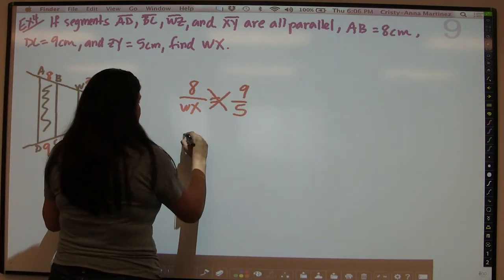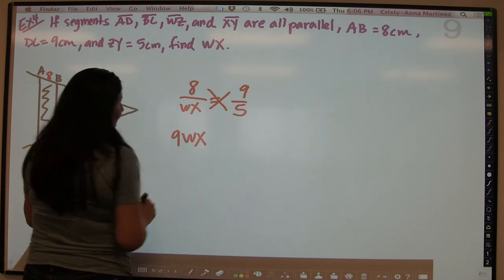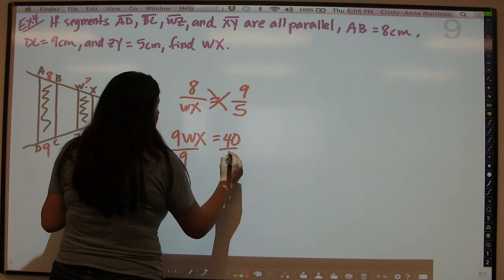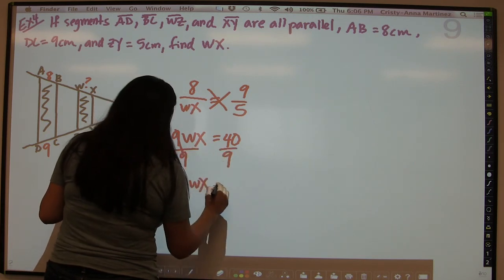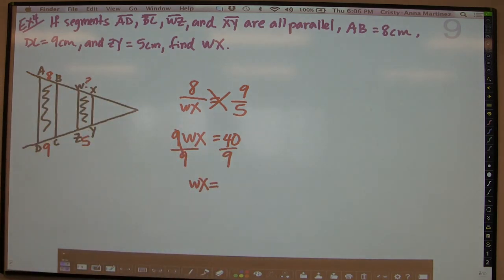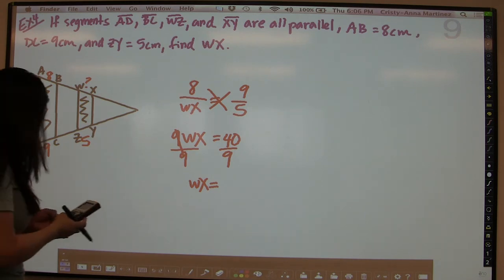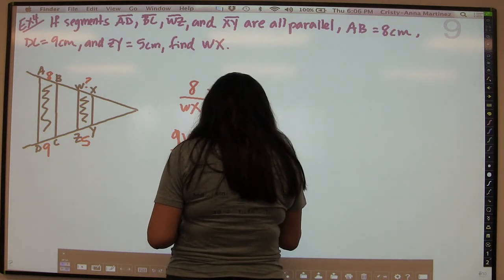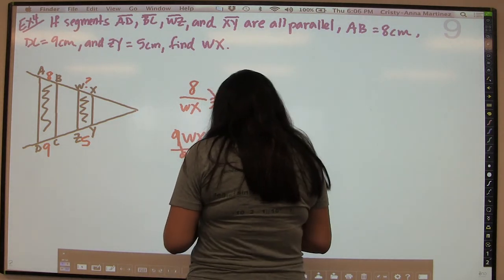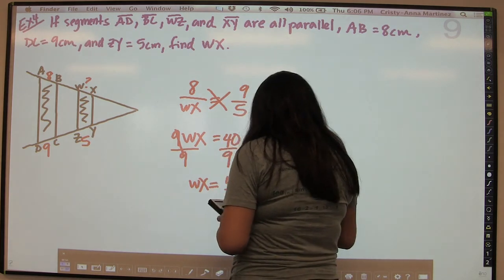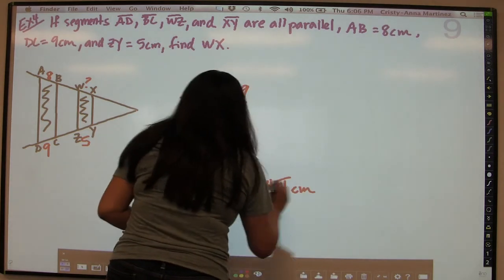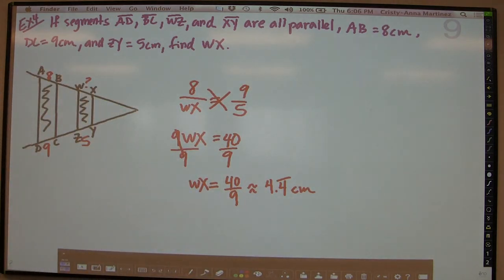So we just set the proportion. 9 times WX will equal 8 times 5, which is 40. Divide by 9, and WX equals 40/9ths, or approximately 4.4 repeating. And that's in centimeters. All right, so that's basically how you can apply that corollary to this problem.